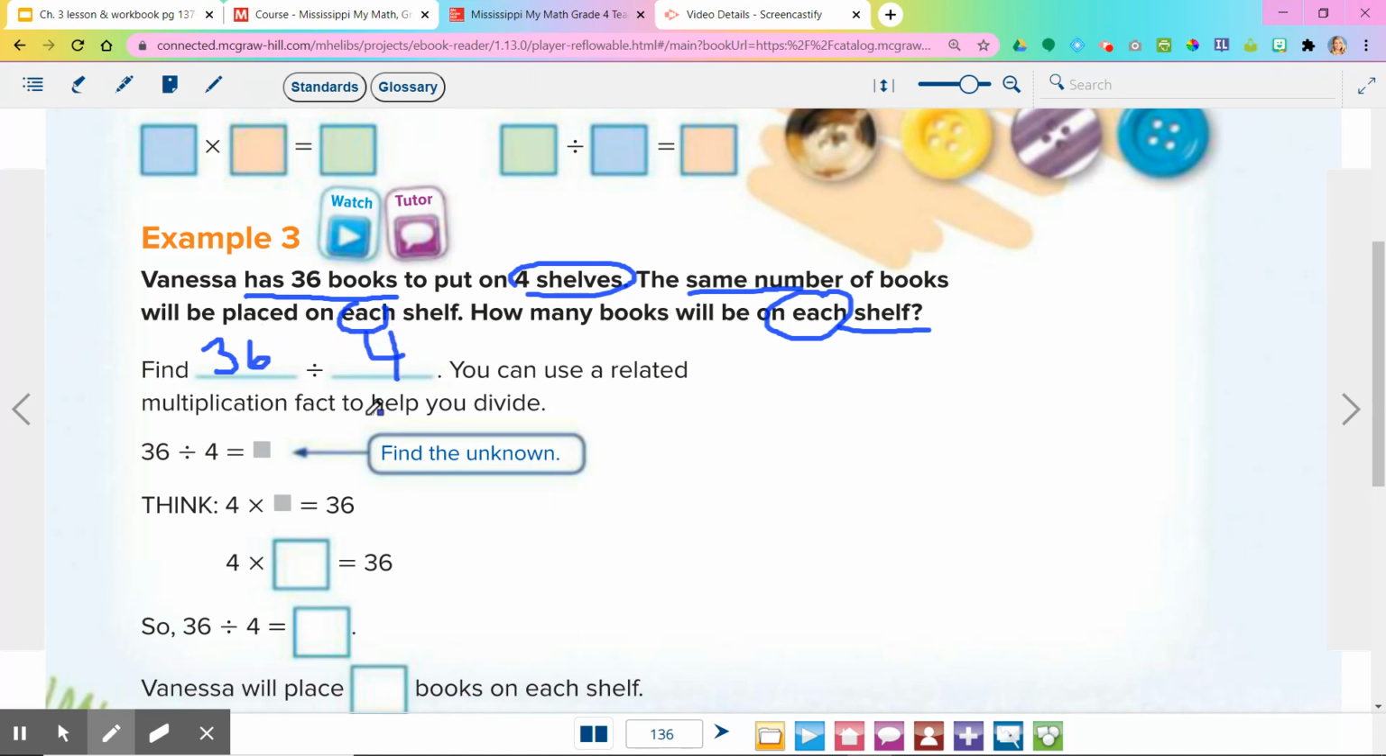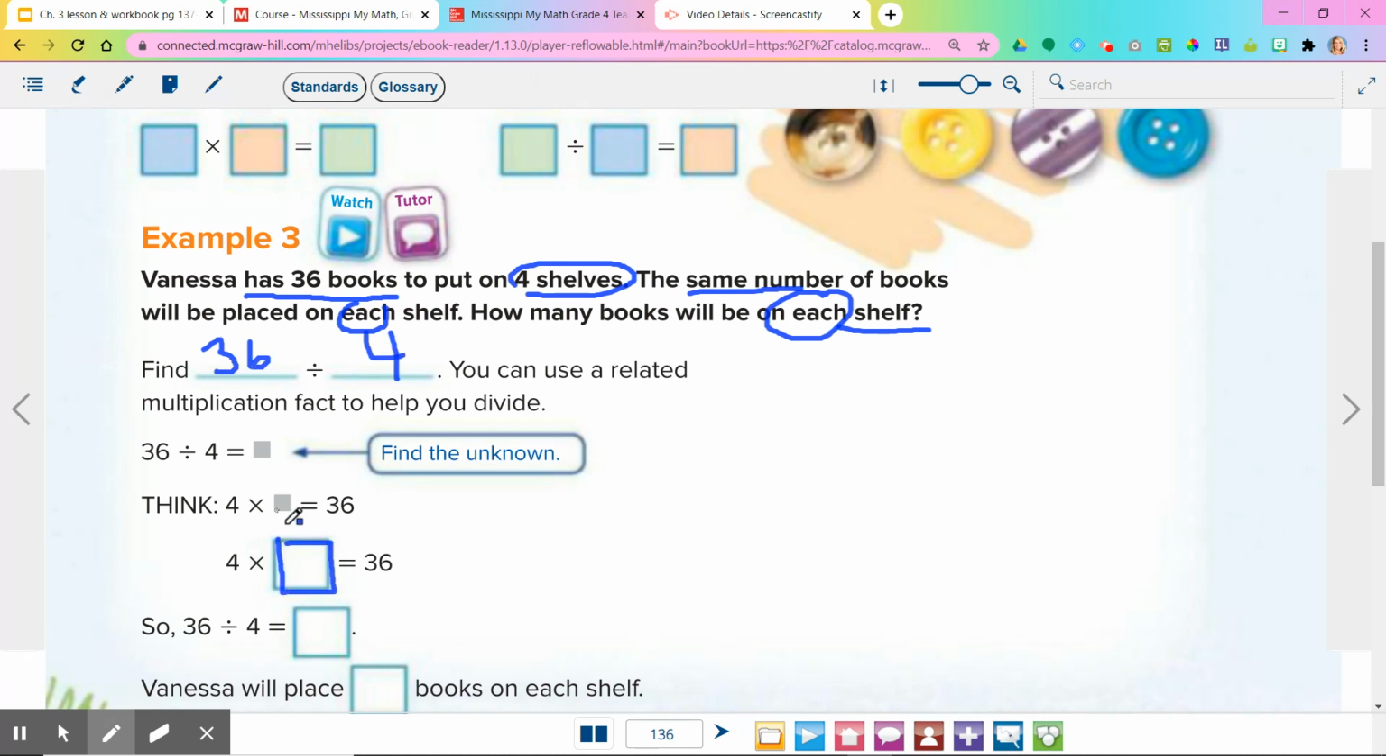Now, how we solve this is we think of this backwards. Instead of saying 36 divided by 4, I'm going to think backwards and say, well, what times 4 will give me 36? I'm going to use an unknown right here.